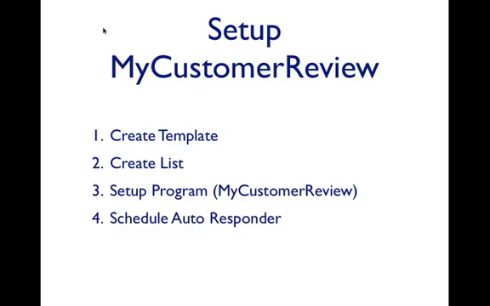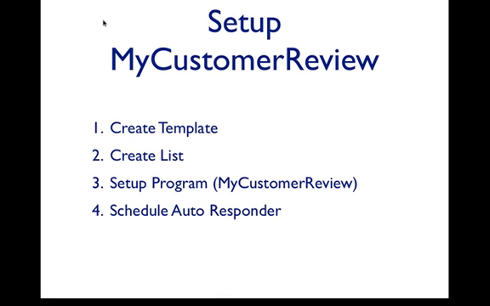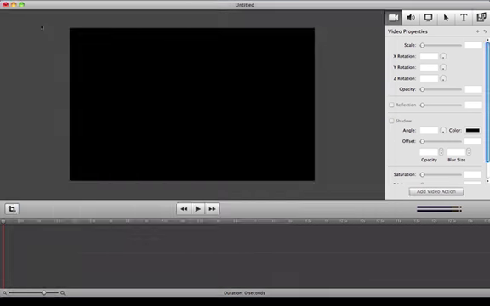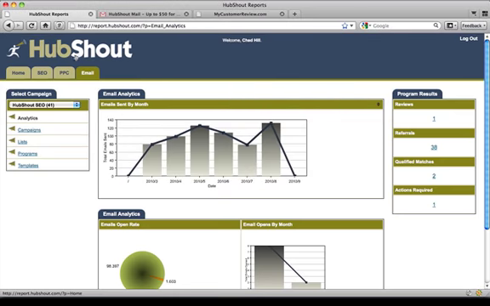We're going to build on the basic newsletter one-time send and talk about two things. First, how to set up and schedule an autoresponder, and the second thing is how to use our program features, which include the My Customer Review. So let's bounce back into the application and back to the email tab.